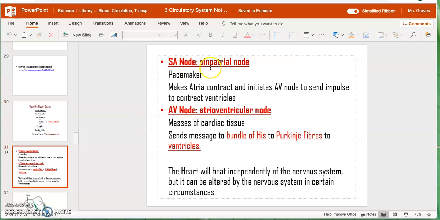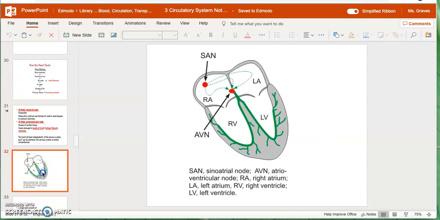So the SA node, the sinoatrial node, what we just talked about, is the pacemaker. It makes the atria contract and initiates the AV node to send impulses for ventricular contraction. So after the SA node fires, that alerts the AV node, or the atrioventricular node, which is a mass of cardiac tissue. The AV node sends a message to the bundle of His and the Purkinje fibers, so the ventricles contract.